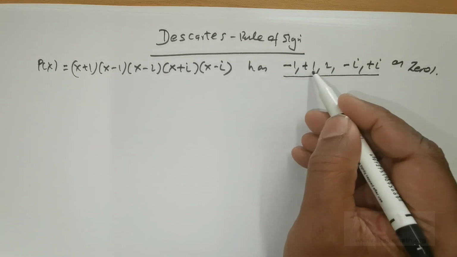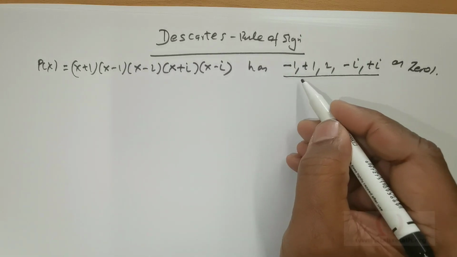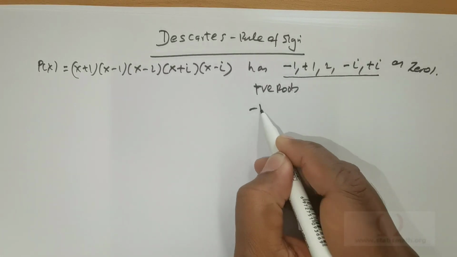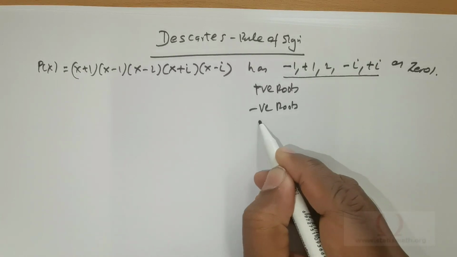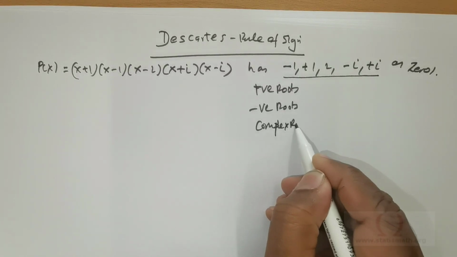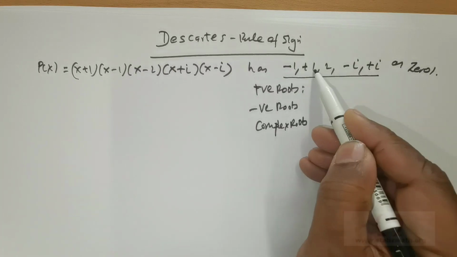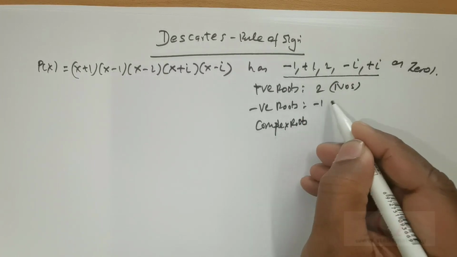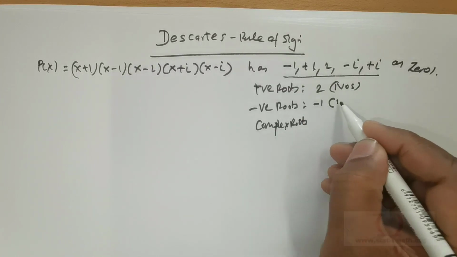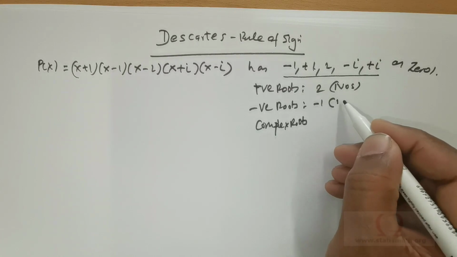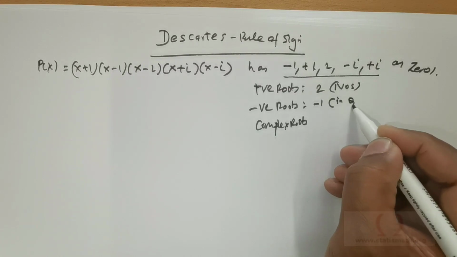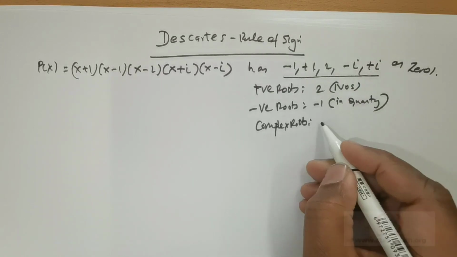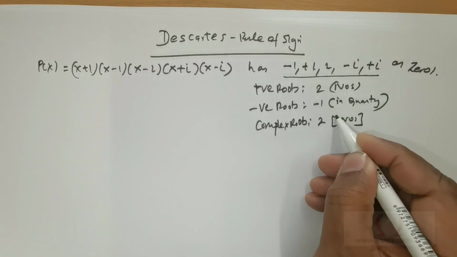Now if you were to see the number of zeros, in other words the number of roots, there are positive roots, negative roots and complex or imaginary roots. The positive roots are 2 in number. The negative root is 1 in number, or you can just say in quantity, and the number of complex roots is 2 in number.